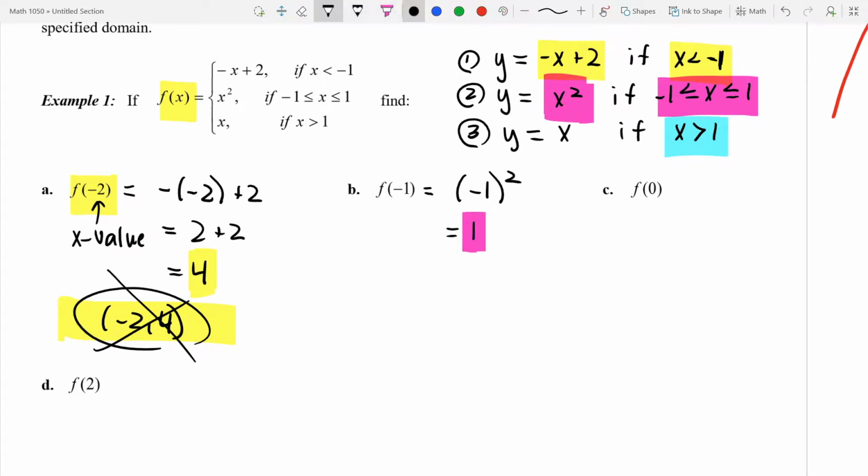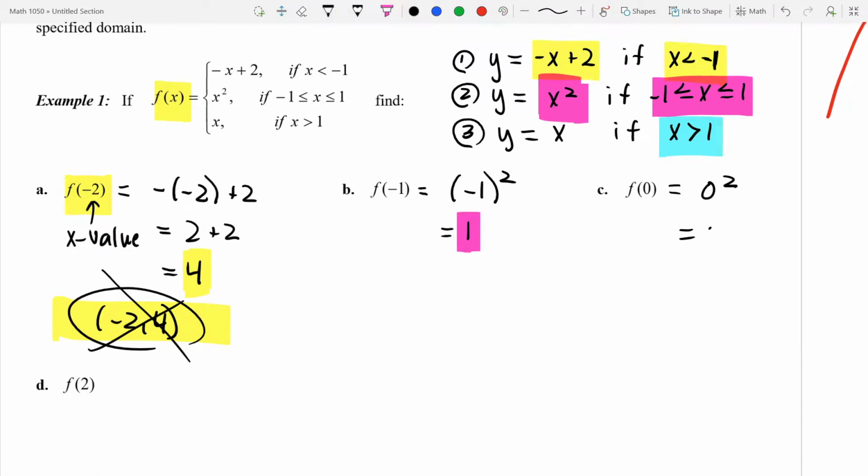Okay, next one, f of 0. If x is a 0, everybody tell me, 1, 2, or 3? 2. It's 2. So you should write 0 squared. 0 squared is a 0. That's your answer, and you're done.